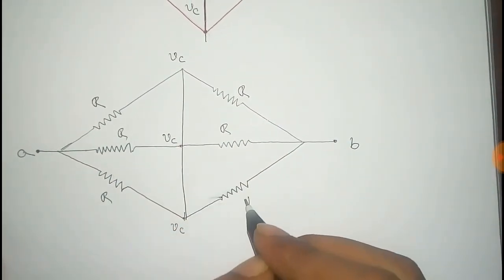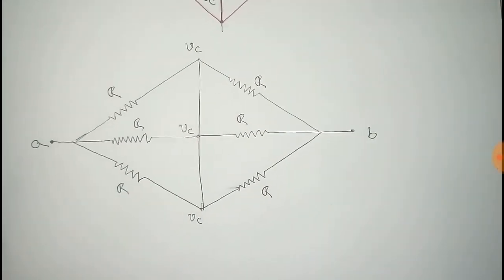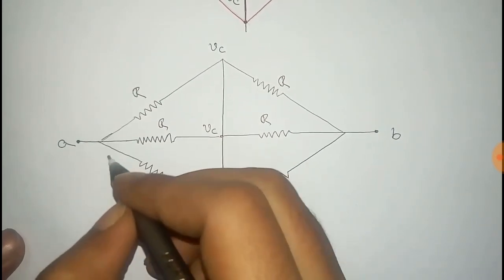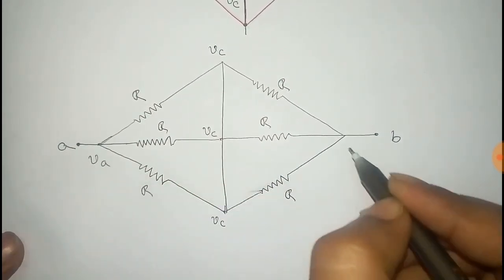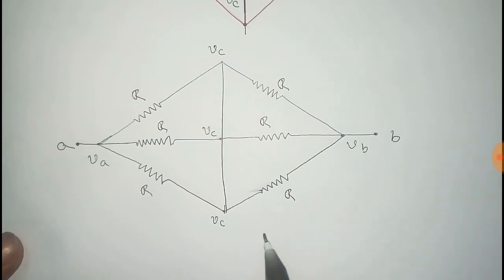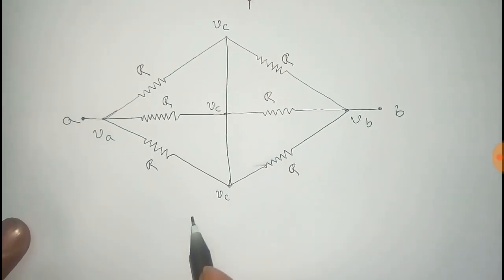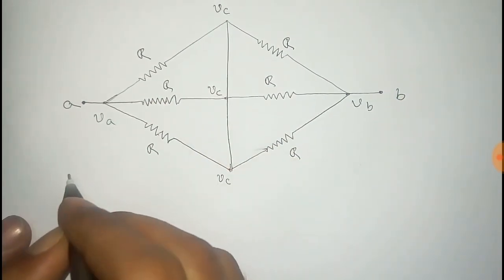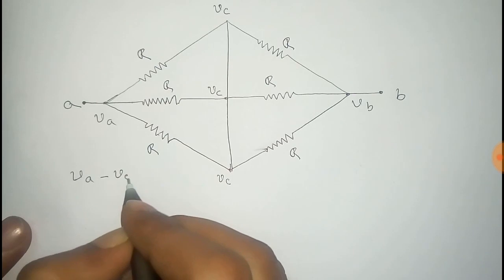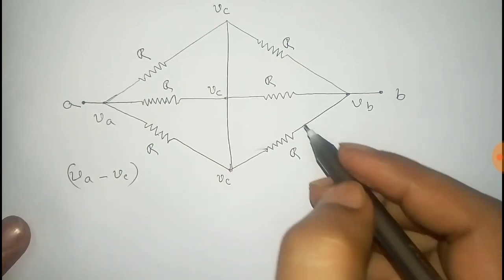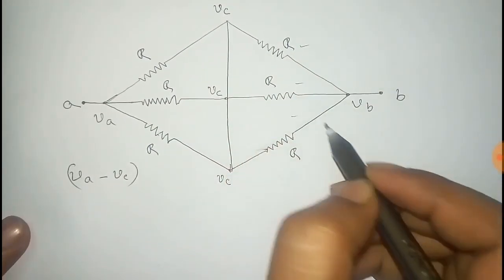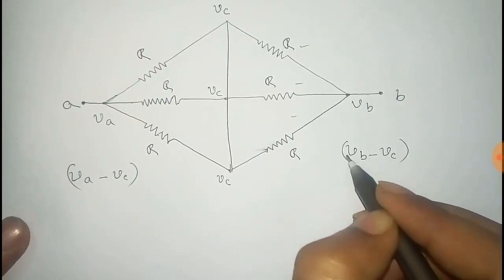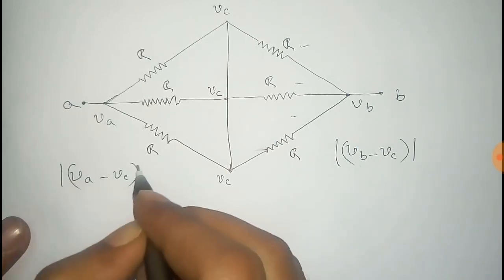The potential at this point is VA, and the potential at this point is VB. Now we can see that the potential drop across all these three resistors is VA minus VC, the same value for all these three resistances, and similarly for all these three resistances the potential drop across them is VB minus VC. We take the magnitude only.